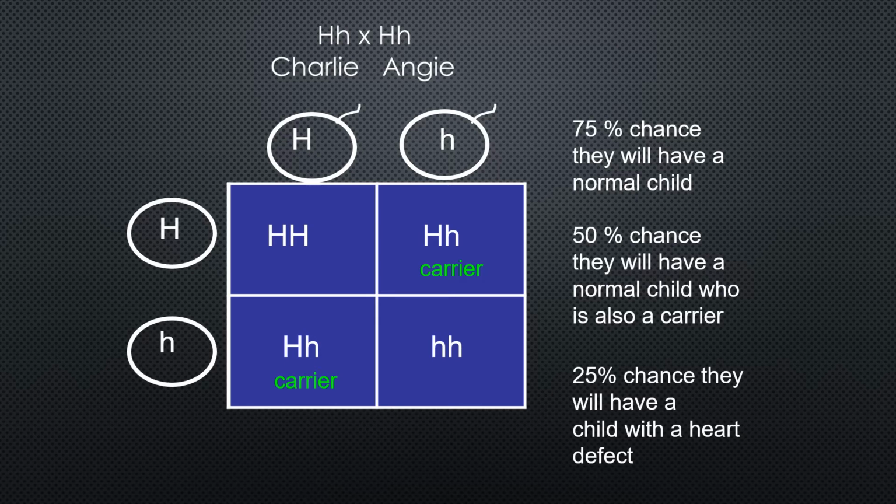Okay, so with Charlie and Angie's offspring, we said that there's a 75% chance that they will have a normal child and a 25% chance that they will have a child with a heart defect. But in addition to that, when we look at this chart, we also note that there's a 50% chance that their child will be normal but will be a carrier also.